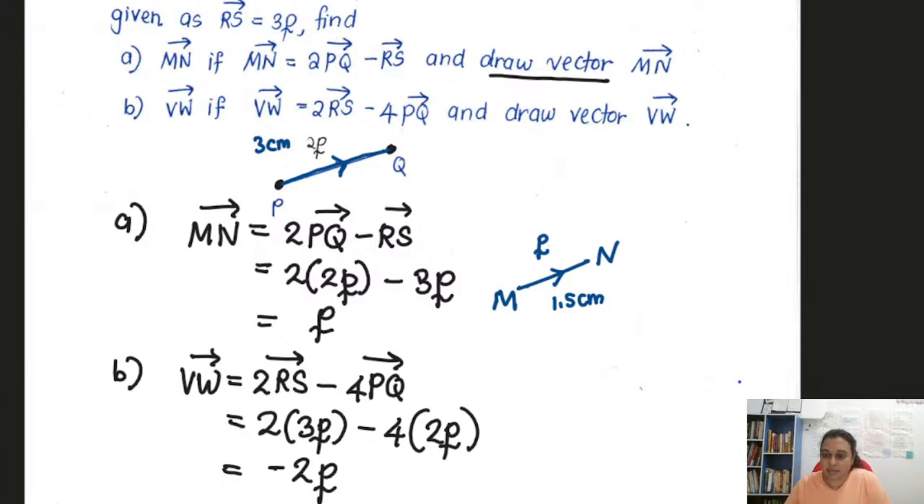So same length. Use ruler. Teacher here doesn't have a ruler. Jadi like this. Negative, right? So negative 2P, vector 2P. So VW, ni kenalah 3 cm. Ikut.